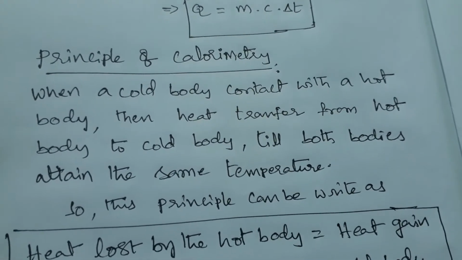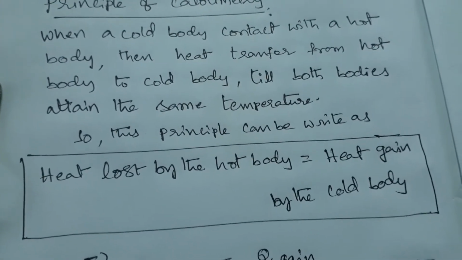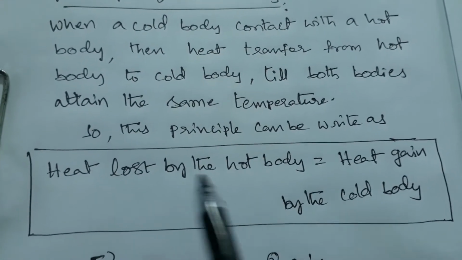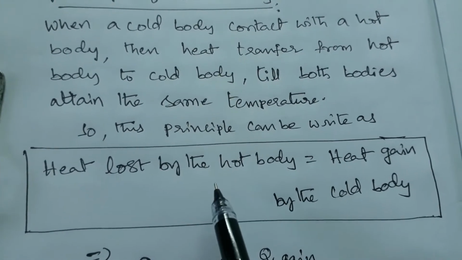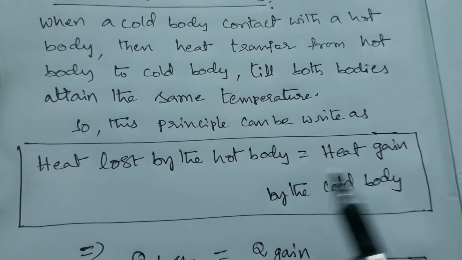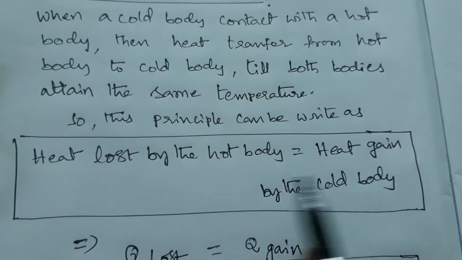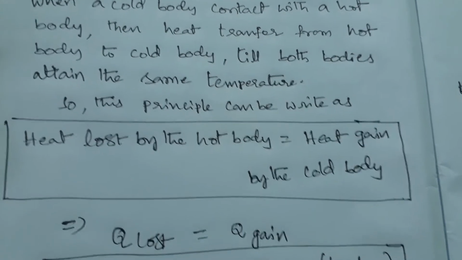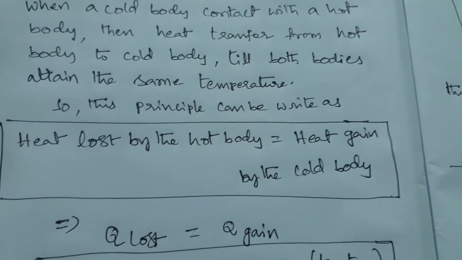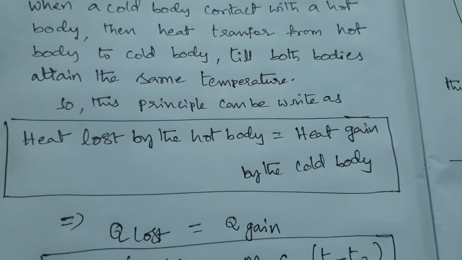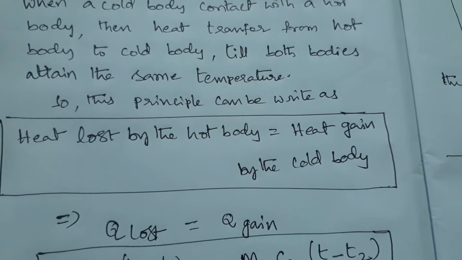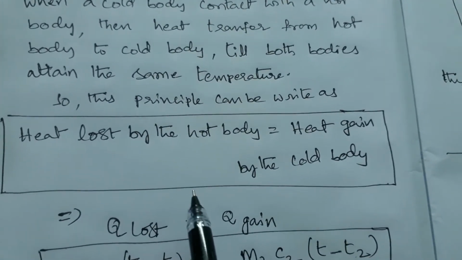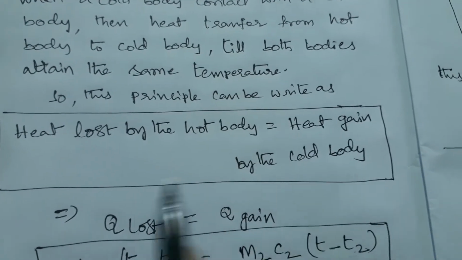What will happen here? Heat lost by the hot body is equal to heat gained by the cold body. What is the meaning of this? Whatever amount of heat is lost by the hot body, that same amount of heat is received by the cold body, and then both reach the same temperature. This situation is called thermal equilibrium. What is thermal equilibrium? Both bodies reach the same temperature, and the heat transfer stops there itself. At that thermal equilibrium position, this equation takes place.